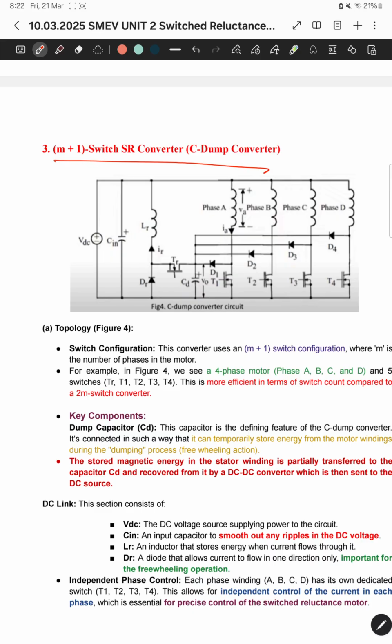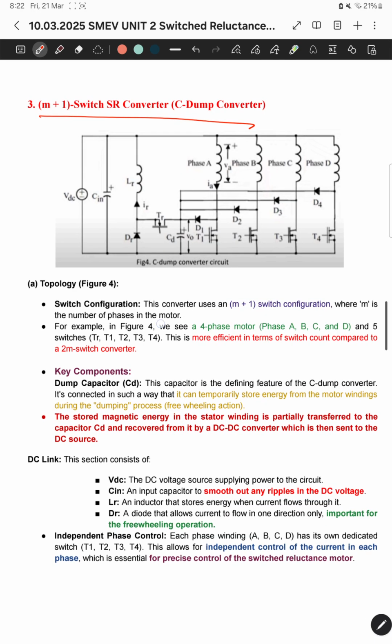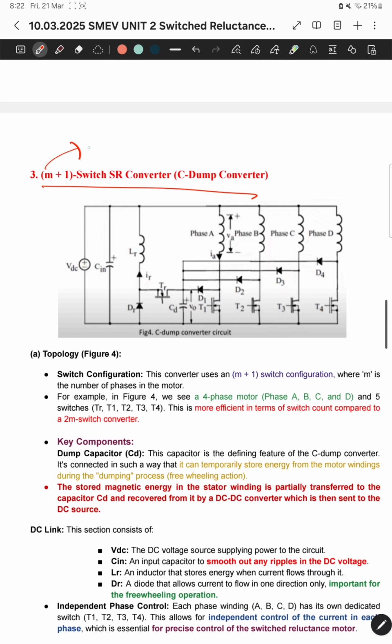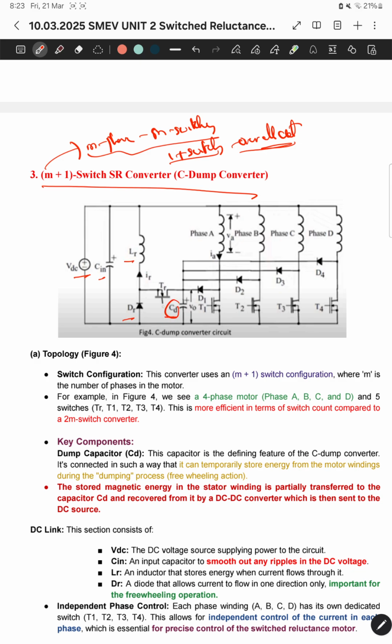So what is this M+1 switch? For M phases I'm using M switches, one for each phase, and in addition I'm using one more switch for the overall circuit. You can see this is VDC, Cin, LR, DR. This is CD, the capacitance. This is TR, the additional switch. You can see T1, T2, T3, T4 are the switches used for each phase.